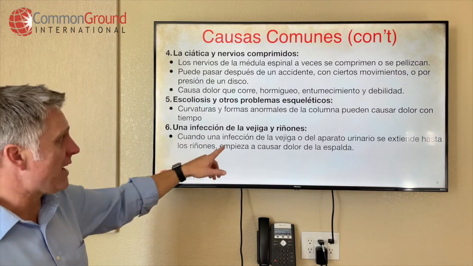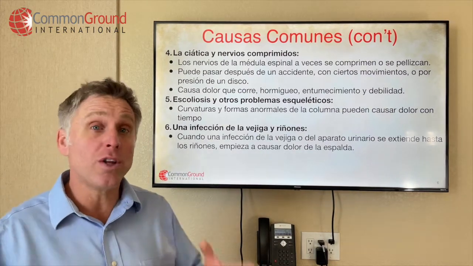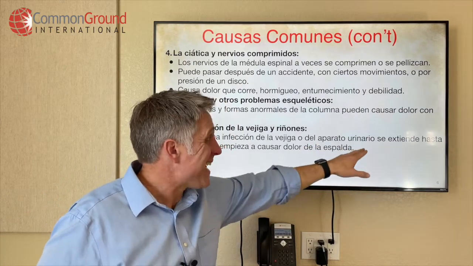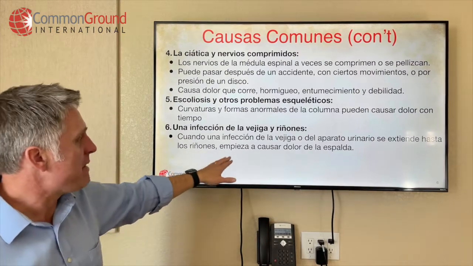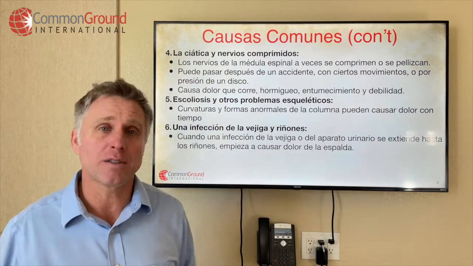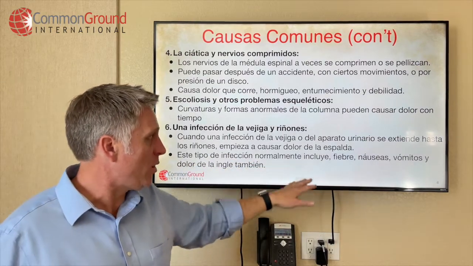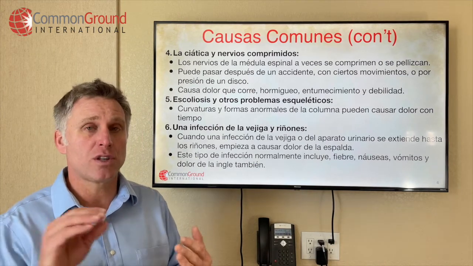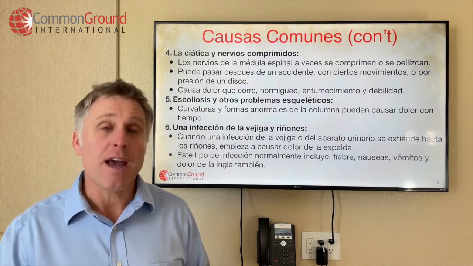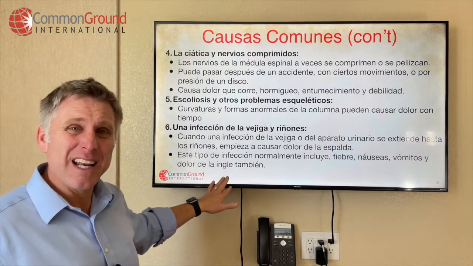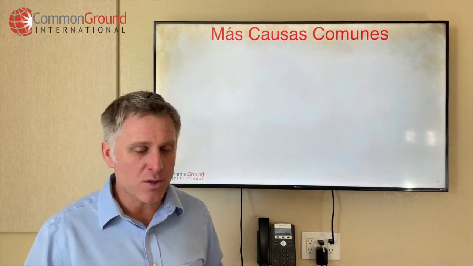Cuando una infección de la vejiga o del aparato urinario, so when a bladder infection or a UTI, se extiende hasta los riñones, gets up to the kidneys, empieza a causar dolor de espalda, begins to cause back pain. Este tipo de infección normalmente incluye fiebre, so this type of infection usually includes fever, náuseas, vómitos y dolor de la ingle también. And what was dolor de la ingle? What's ingle again? You could guess it. Groin, dolor de la ingle. All right, más causas comunes.